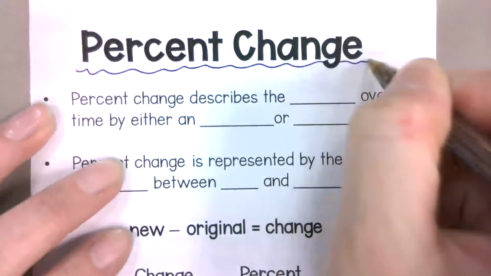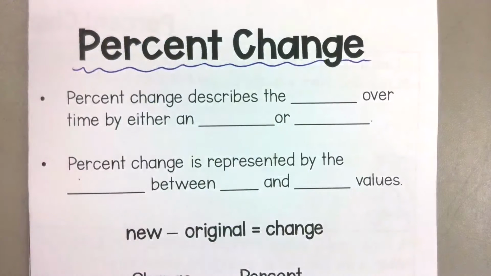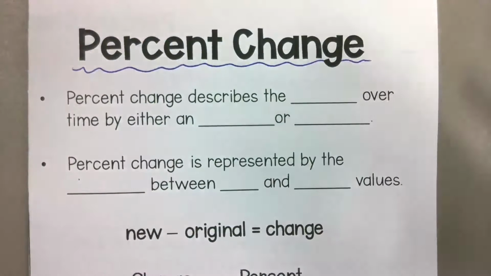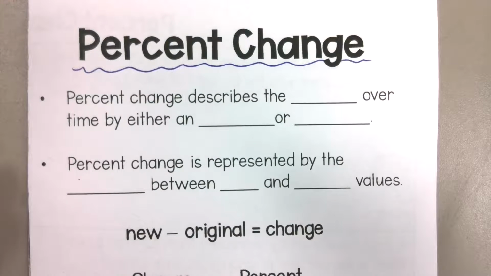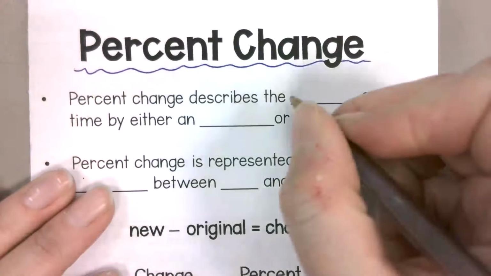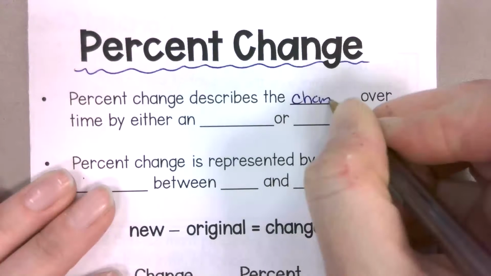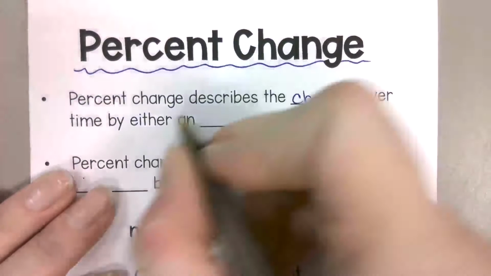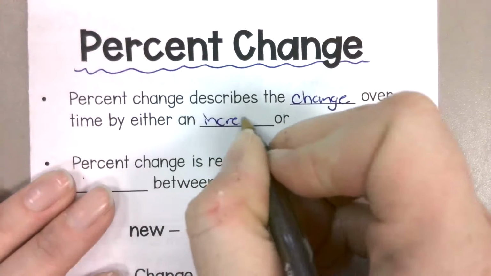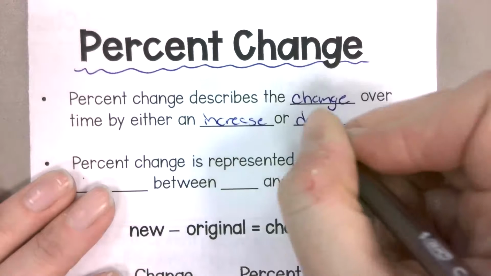Today we are going to learn about another new type of percent, and this is called the percent change or the percent of change. This is where you're going to be figuring out, given an original amount of money and a new amount of money, what percent did you increase or decrease by. So the percent change describes the change over time by either an increase or a decrease.